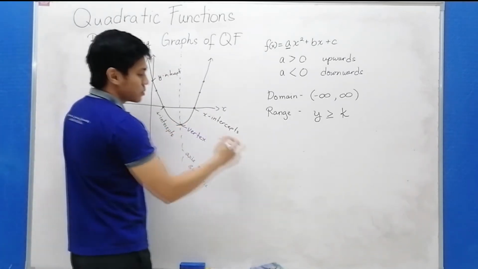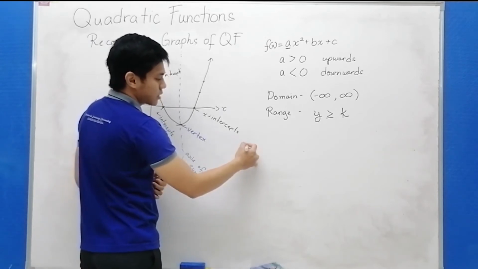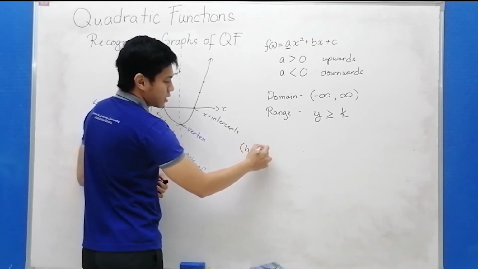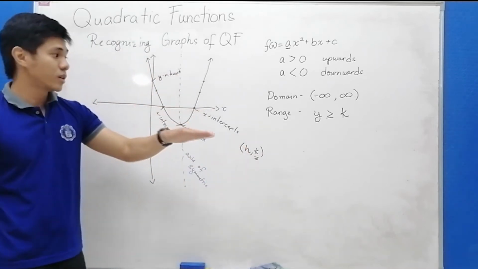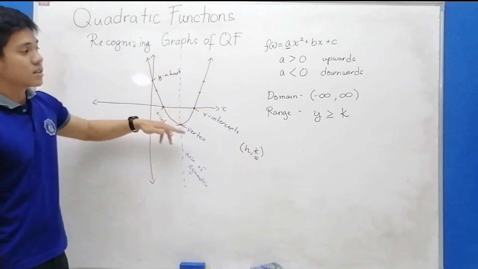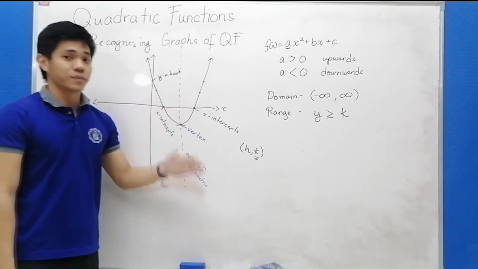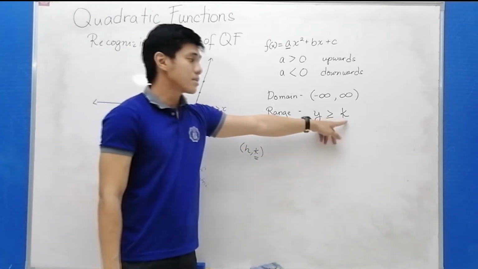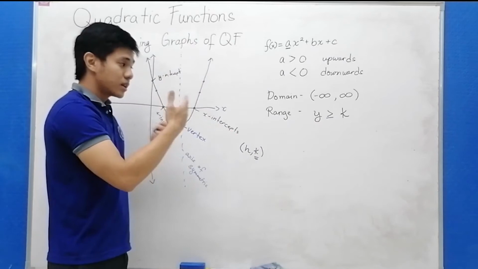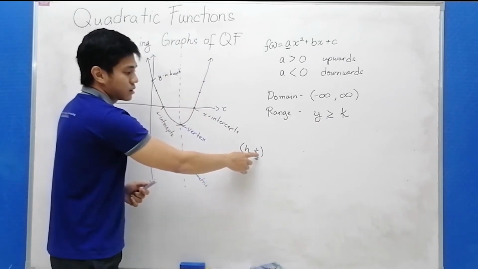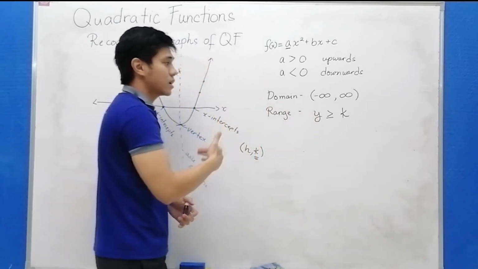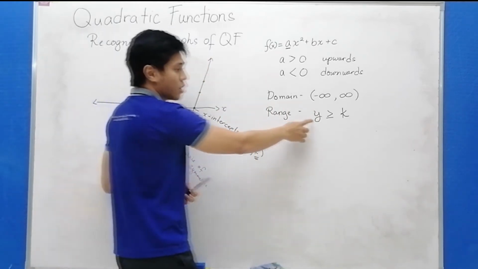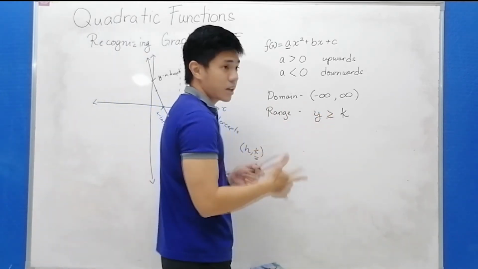If you're going to draw the vertex, we have h and k. So this k value is the stopping point, the corner point for us to take note of when we state the range of this function. So k is the range of this value. It will determine if it's opening upwards or downwards. If it's opening upwards, that means y is greater than or equal to k.